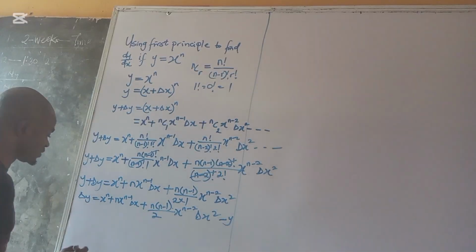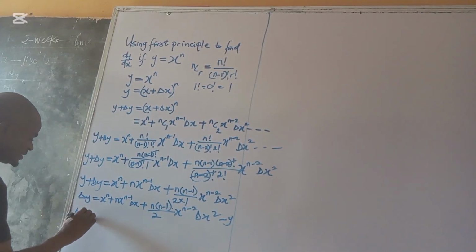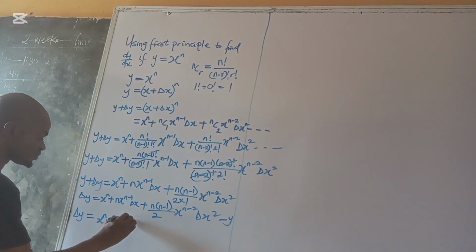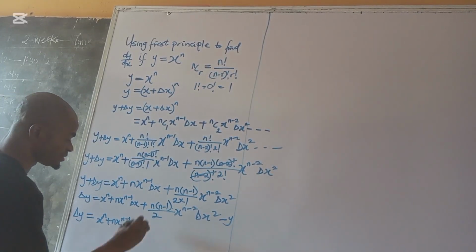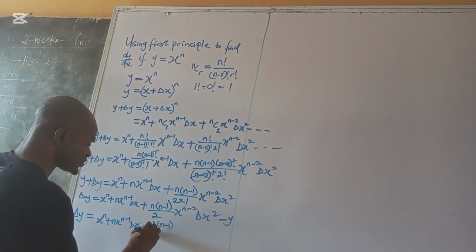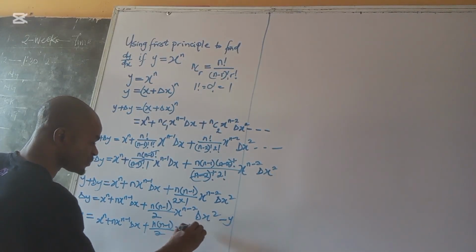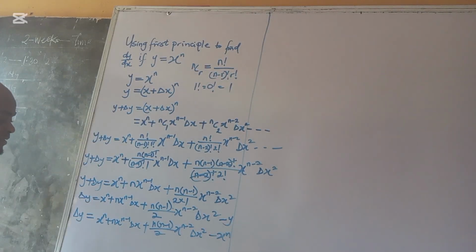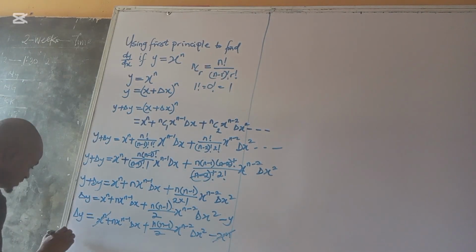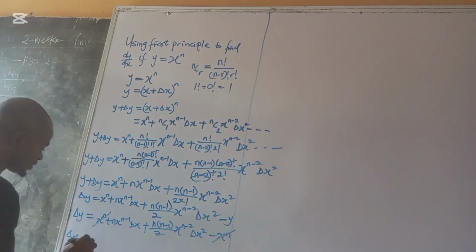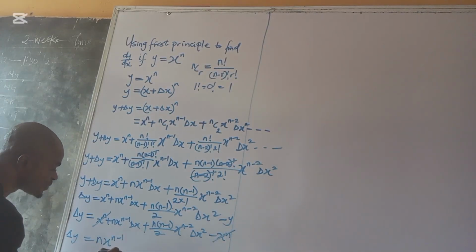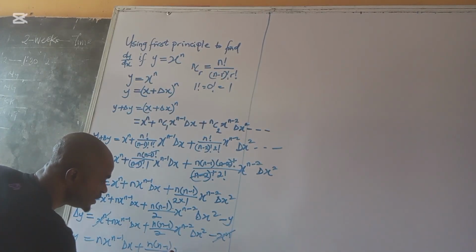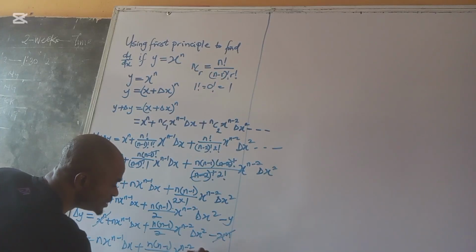Change in y equals x raised to power n plus n x^(n-1) change in x plus n into (n-1) all over 2 x^(n-2) change in x squared. What is y? Minus x raised to power n. Simply means that this will cancel this. And we have change in y equals n x^(n-1) change in x plus n into (n-1) all over 2 x^(n-2) change in x squared. I think you can get what I'm saying here.